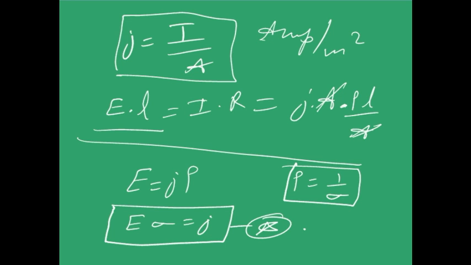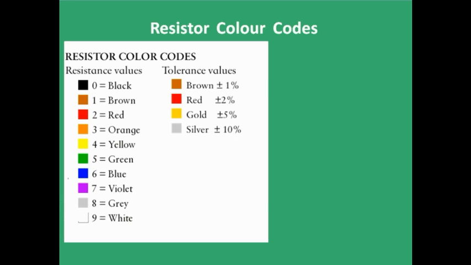So we have a solution for this problem. There is a system to represent the value of the resistance through colors. Observe this table. As you see, each color represents a number. Now, how to remember all these values? I'll give you a technique.